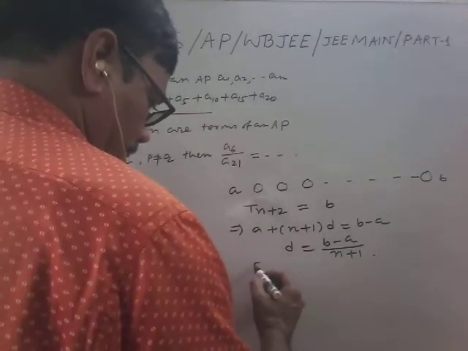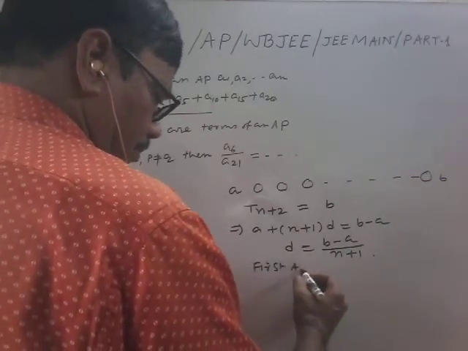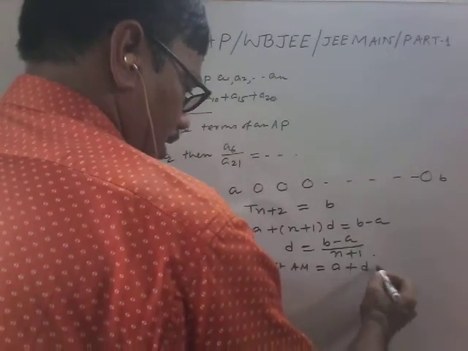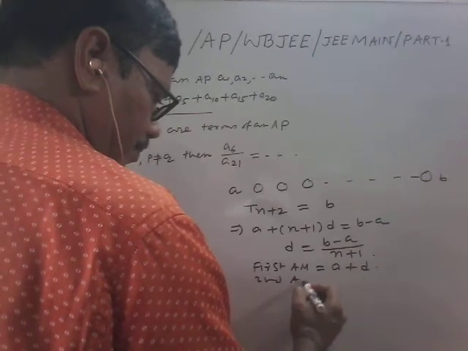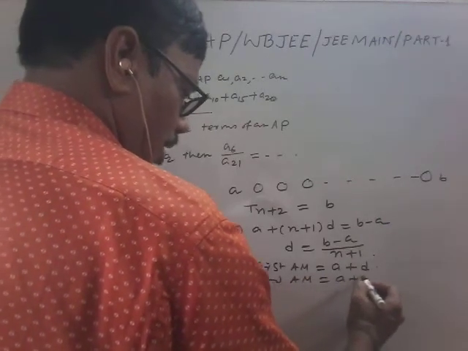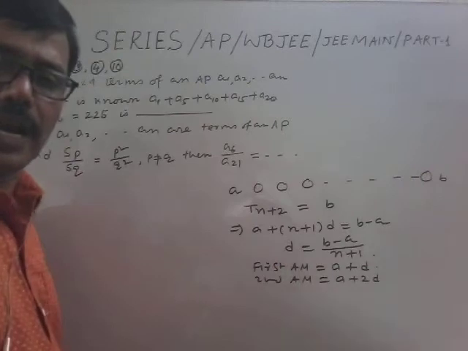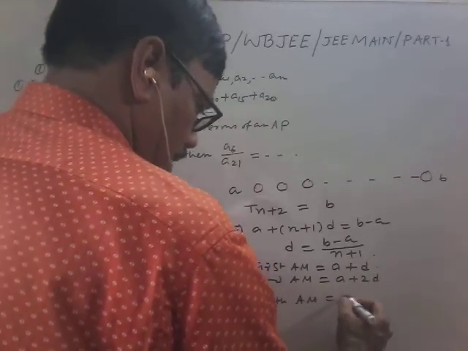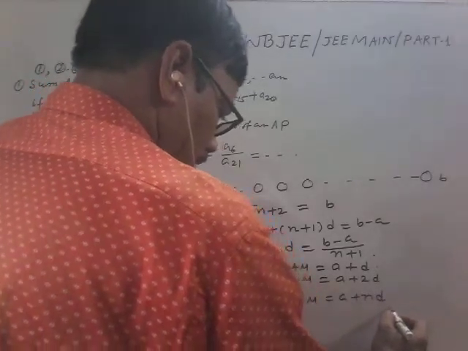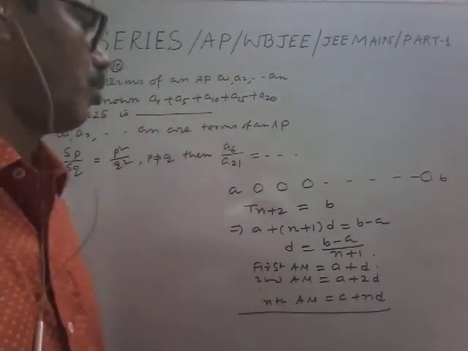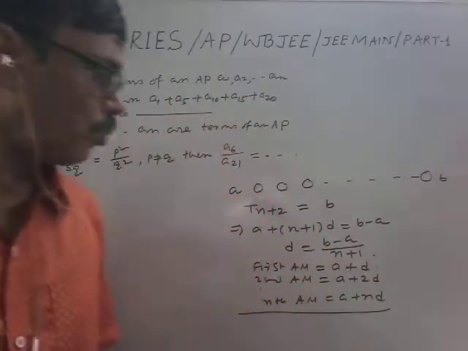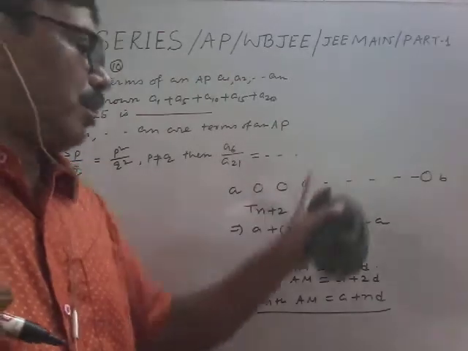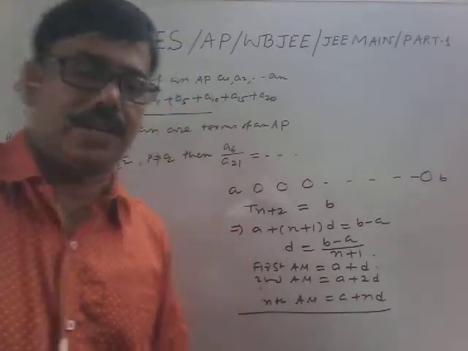Now the first AM is the second term, that is a plus d. The second AM is the third term, so a plus 2d. And the nth AM is a plus nd. So this is our working tool: Tn, Sn and arithmetic mean.